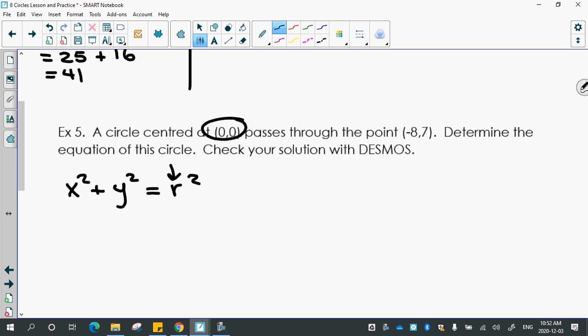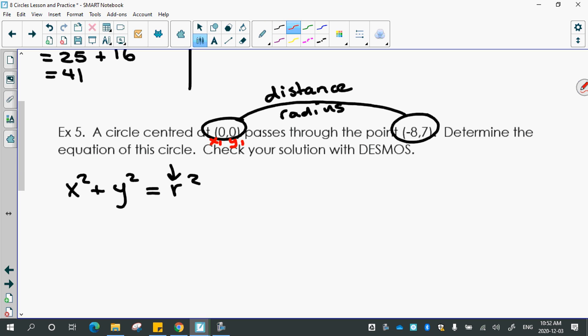If we know the center's at 0, 0, and it goes through this point. Exactly. If I find the distance between those 2 points, that's going to be the radius of the circle. Does that make sense to everybody? So that's the center and a point on the outside. The distance between them is the radius. Okay? So this is going to be my x1, y1 for my distance formula. And this is going to be my x2, y2.